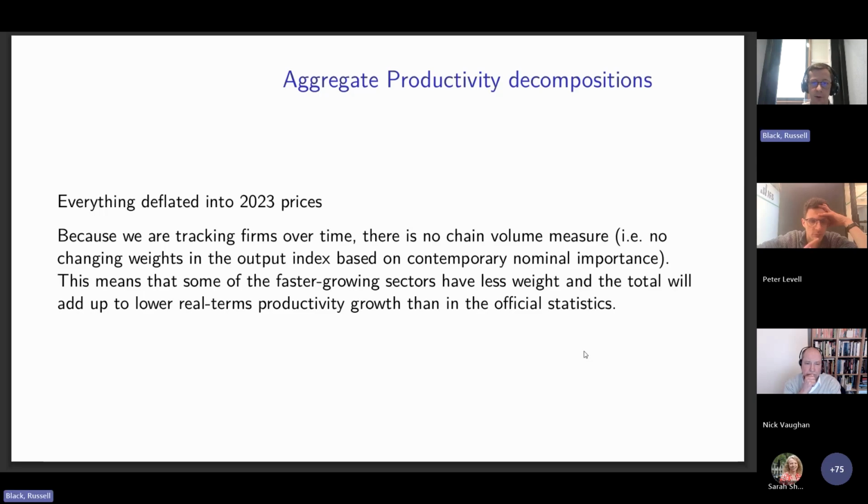Okay, finally, the aggregate productivity decomposition results. What does this data say about productivity growth that matters to policymakers, that matters to how we think about how the economy is functioning? Methodology notes, everything is 2023 prices. Everything is still the core industries. The core industries are about 60% of total GVA. So this is not the full UK economic growth breakdown. And this is not a chain volume measure.